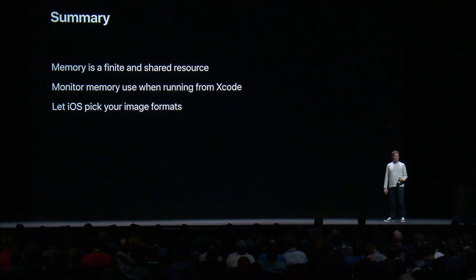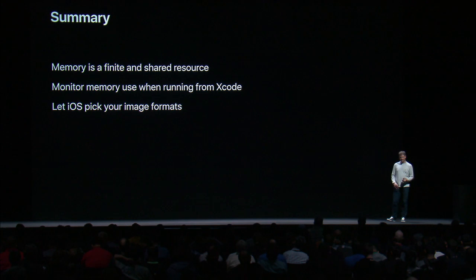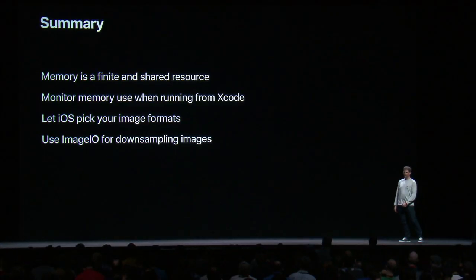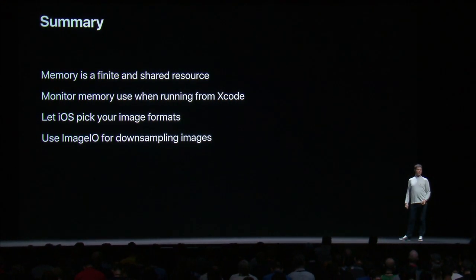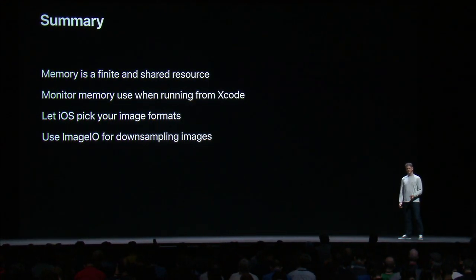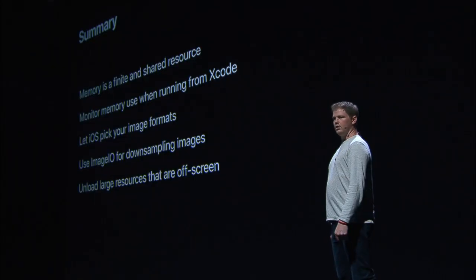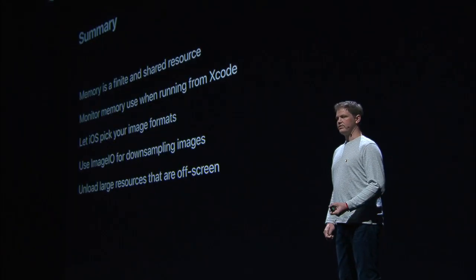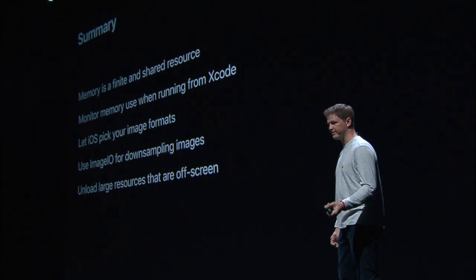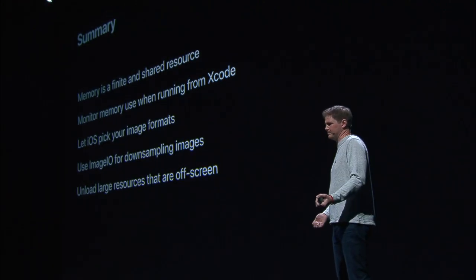We want to make sure that iOS picks our image formats for us. We can save 75% memory from sRGB to Alpha 8 just by using the new UIGraphicsImageRenderer APIs. It's really great for masks and text. Also, we want to use Image I/O when we downsample our images. It prevents a memory spike, and it's faster than trying to draw a UIImage into a smaller context. Finally, we want to unload large images and resources that are not on the screen. There's no sense in using that memory because the user can't see them.